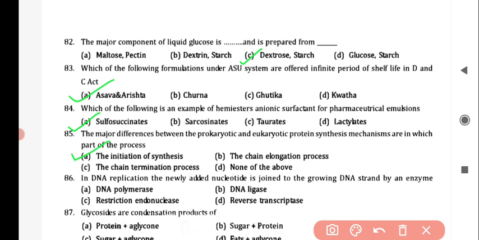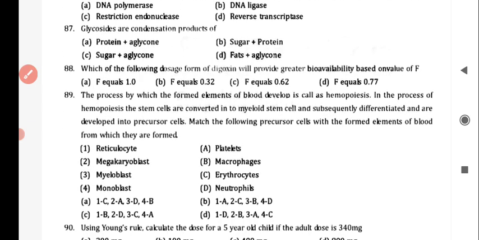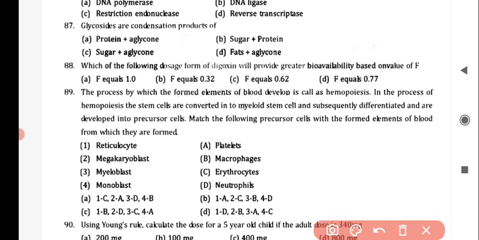Next question is, in DNA replication, the newly added nucleotide is joined to the growing DNA strand via an enzyme. And the correct answer is option A, DNA polymerase. Next question is, glycosides are condensation products of, and the correct answer is option C, sugar and aglycone part. Next question is, which of the following dosage form of digoxin will provide greater bioavailability based on value of F? And the correct answer is option A, F equals 1.